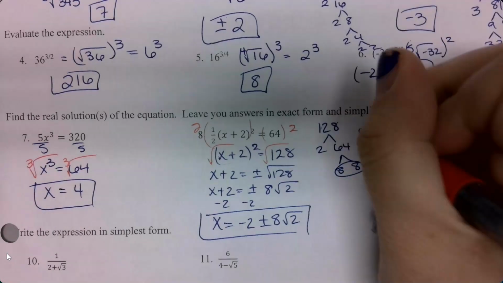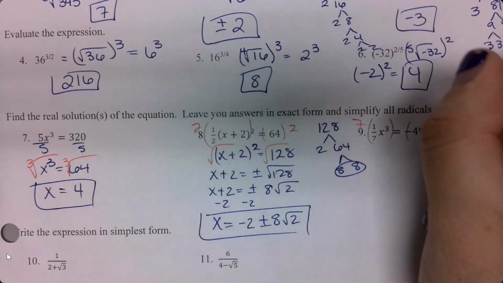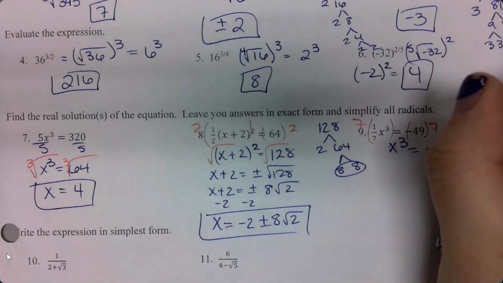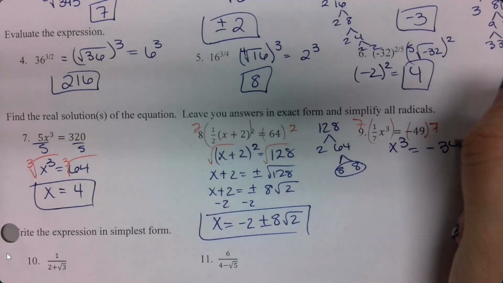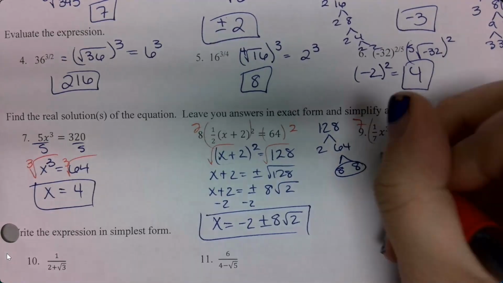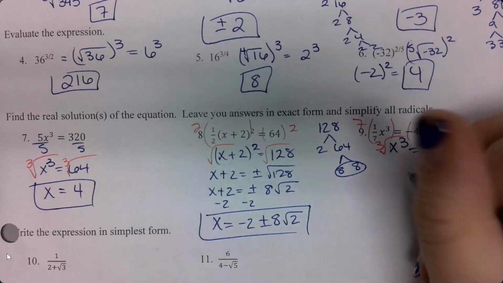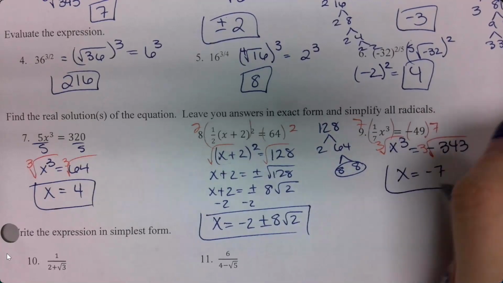On number 9, I want to multiply both sides by 7. So I get x cubed equals negative 343. I want to take the cube root of both sides. I get x equals negative 7.